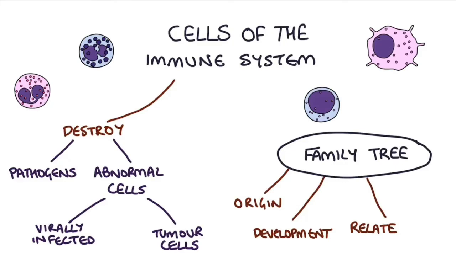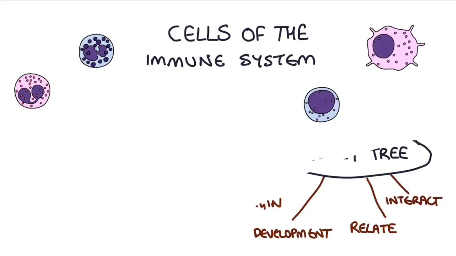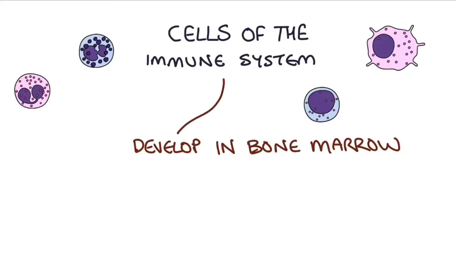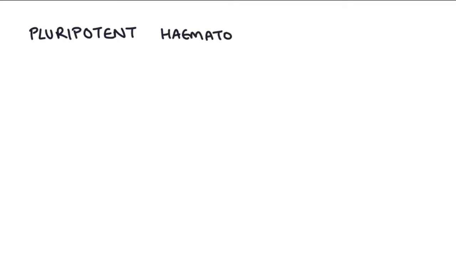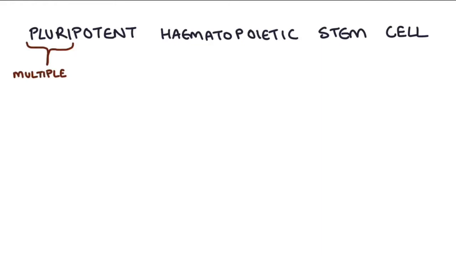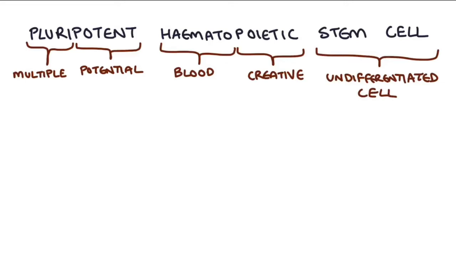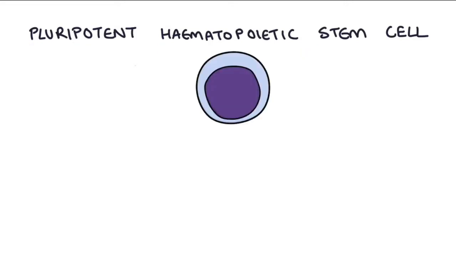This will give you a good overview and reference point for later videos, where we'll go into detail about how these cells interact to provide an immune response. So the development of immune cells happens in the bone marrow, and it starts with a pluripotent hematopoietic stem cell. So pluri meaning multiple, potent meaning potential, hemato meaning relating to blood, and poietic meaning creative. And then stem cell being an undifferentiated cell that has the potential to create multiple different types of blood cell.